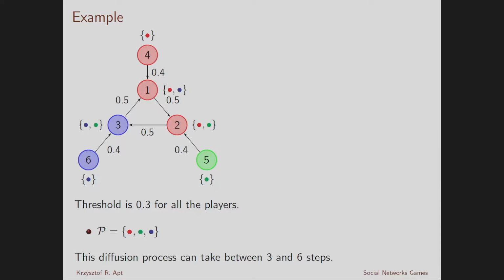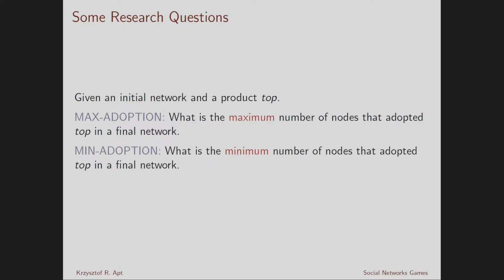And if you slow things down and in each round one node adopts a color, then there are 6 nodes, so it will take 6 rounds, and you can find any number in between. So this is the process of diffusion. I only show the final stage, but I will return to this example. Are there any questions on this?